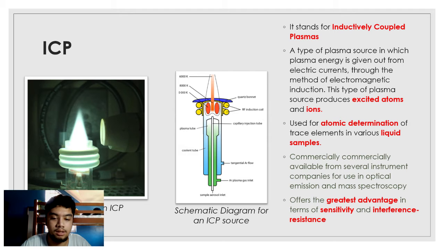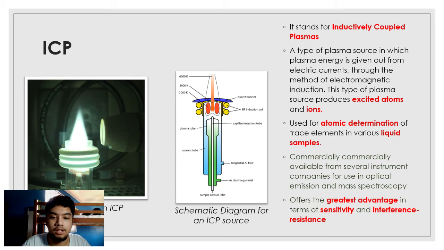As the sample goes up, the coolant tube will reduce the temperature in order to prevent it from overheating. There's also a plasma tube and a capillary injection tube. Then the RF induction coil will turn the sample into the plasma itself. The RF induction coil is responsible for the electromagnetic induction.